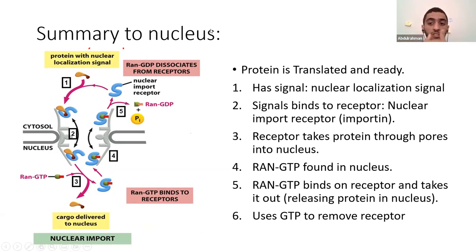It's all about the same concept that we discussed at the beginning. You have the signal, which is the nuclear localization signal. It gets bound by a receptor, which is the nuclear import receptor. The receptor takes it by hand, goes over to the nucleus, and then it's going to use GTP. And this GTP comes from where? It comes from RAN GTP. RAN GTP uses the GTP for two things: to push the protein into the nucleus and leave it there, and to get rid of the receptor. And then this receptor again will be recycled and used to push more proteins into the nucleus. Clear?